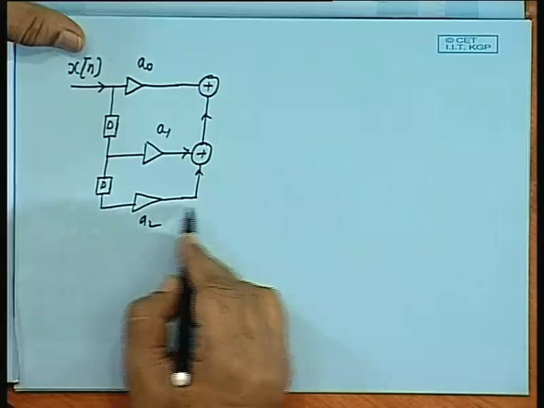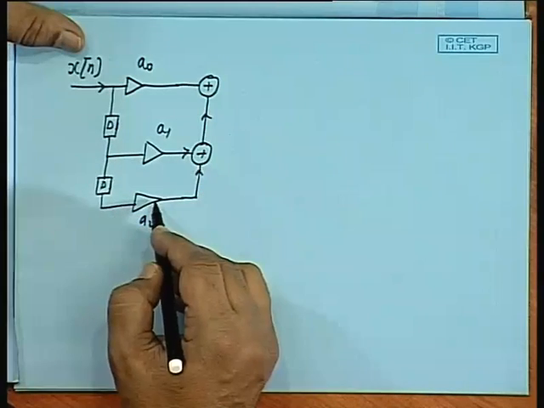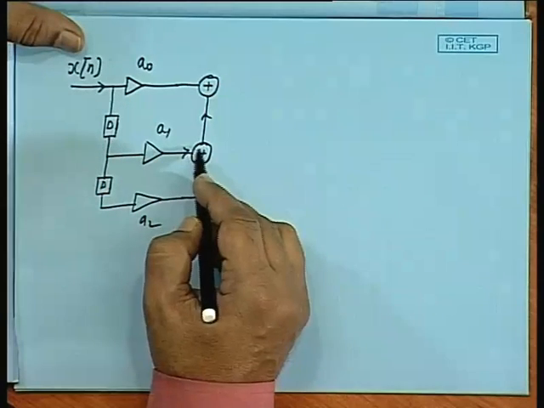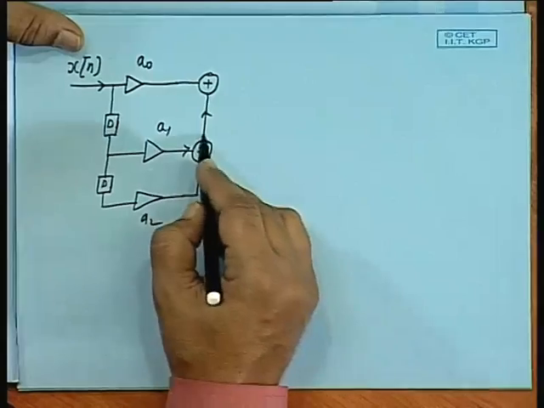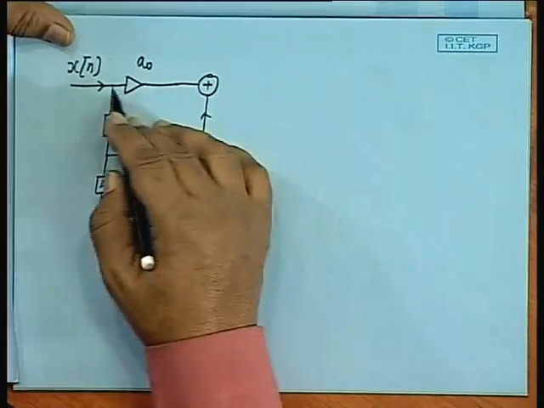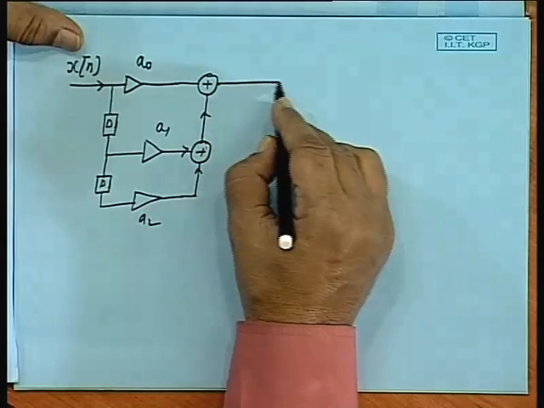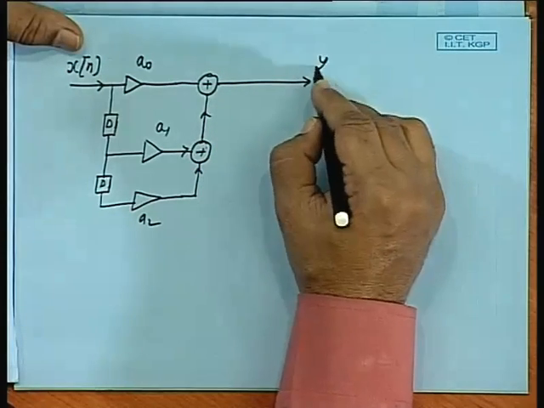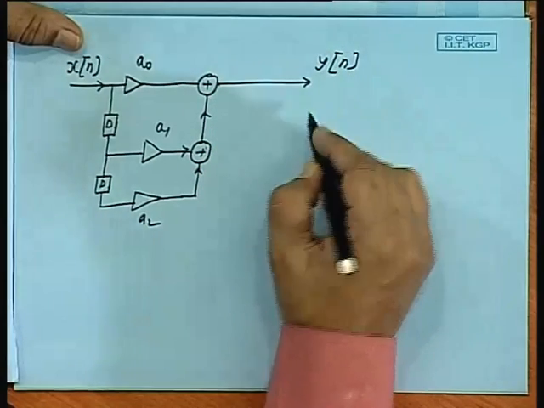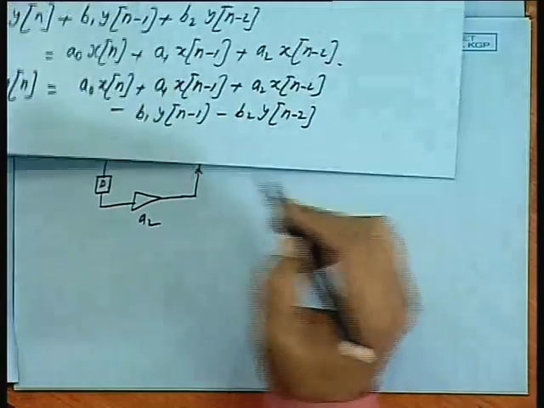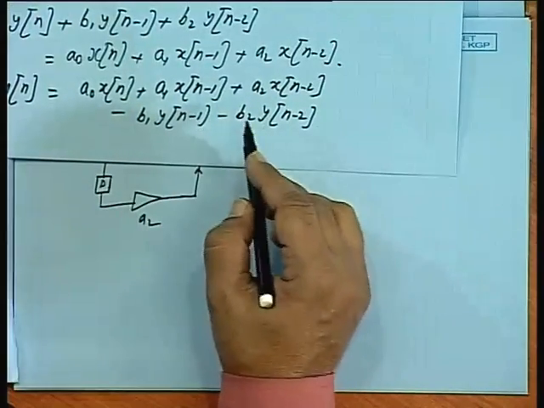So, this is A2 times x n minus 2 plus A1 times x n minus 1. So, they are added together and then finally added with A0 times x n. This is, suppose this is the output y n. Then I am yet to add these two terms.